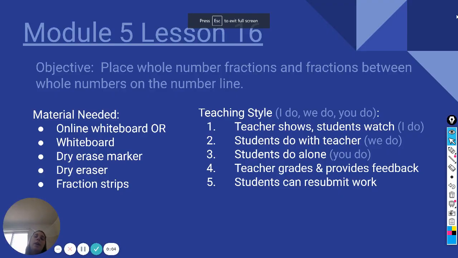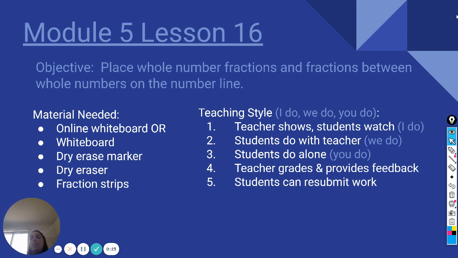Today we're doing Module 5, Lesson 16. The objective is to place whole number fractions and fractions between whole numbers on the number line. Materials needed for today are your online whiteboard or your whiteboard, dry erase marker, and dry eraser. You can get your fraction strips out, but we won't need them today.